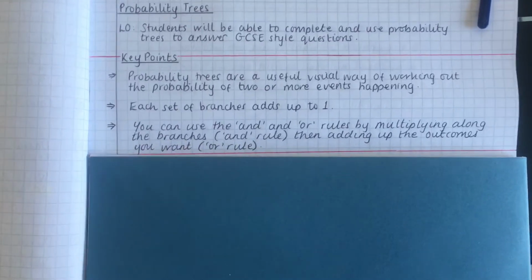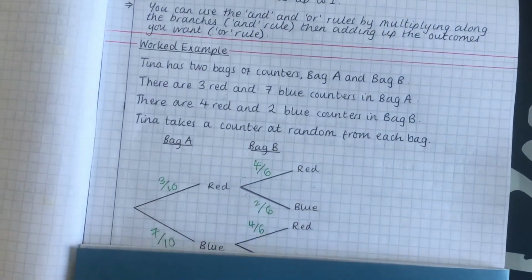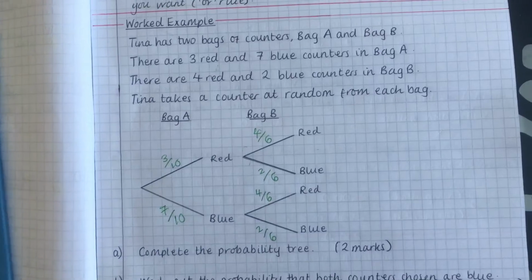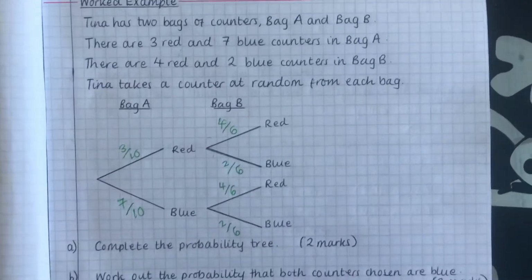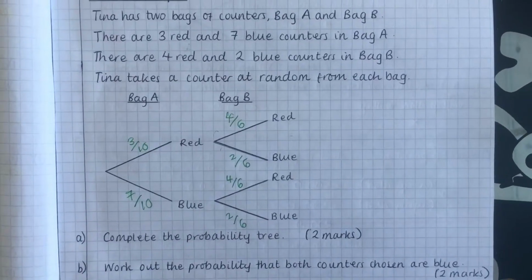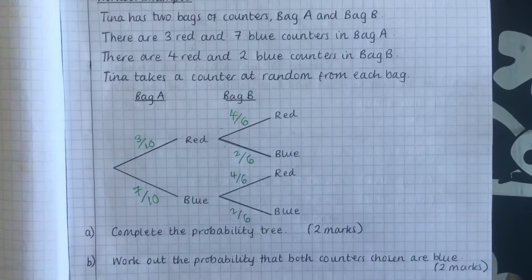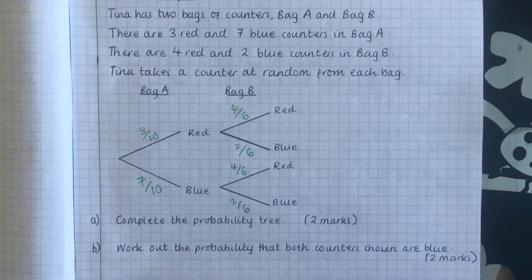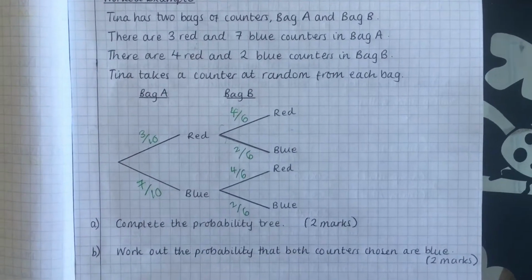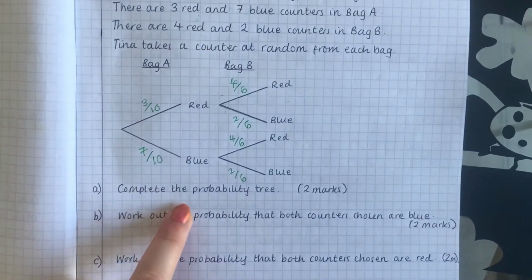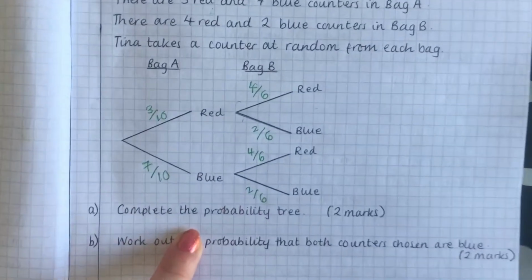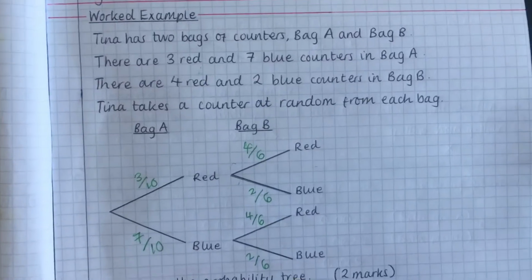Okay, so your worked example is here. Tina has 2 bags of counters, bag A and bag B. There are 3 red and 7 blue in bag A, 4 red and 2 blue in bag B. Tina takes a counter at random from each bag. Now part A here says complete the probability tree, which I've already done for you, and I'm going to talk you through how I did that.